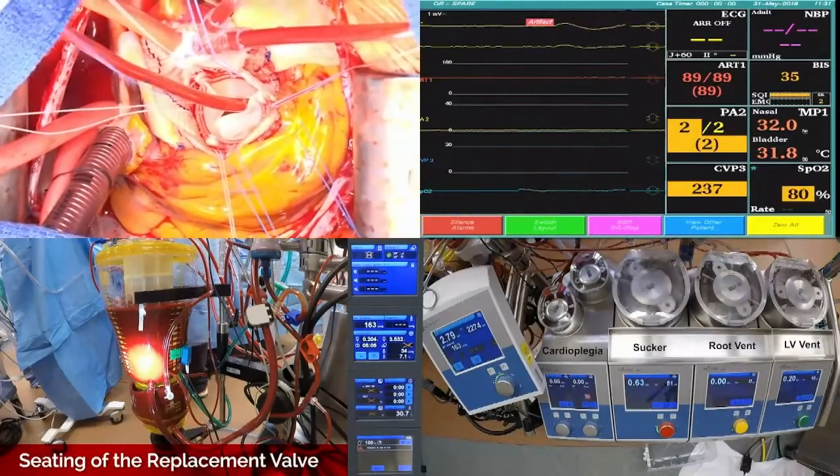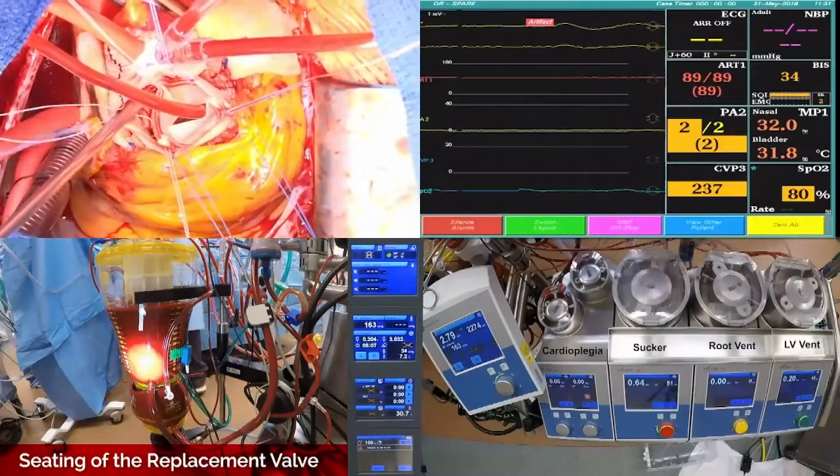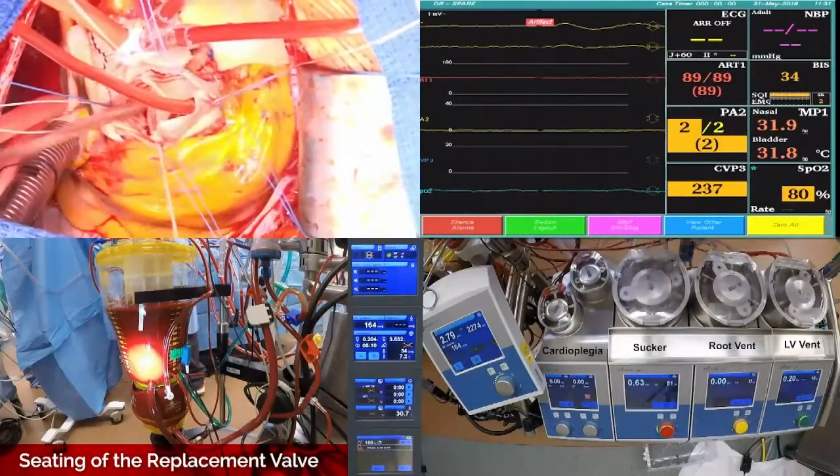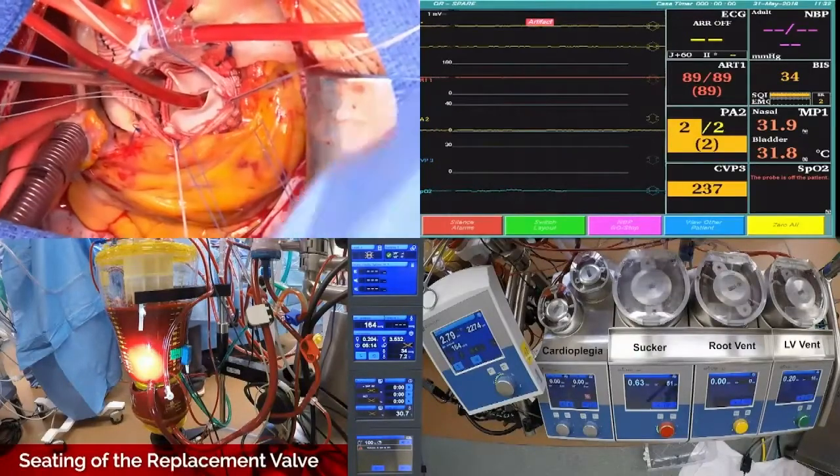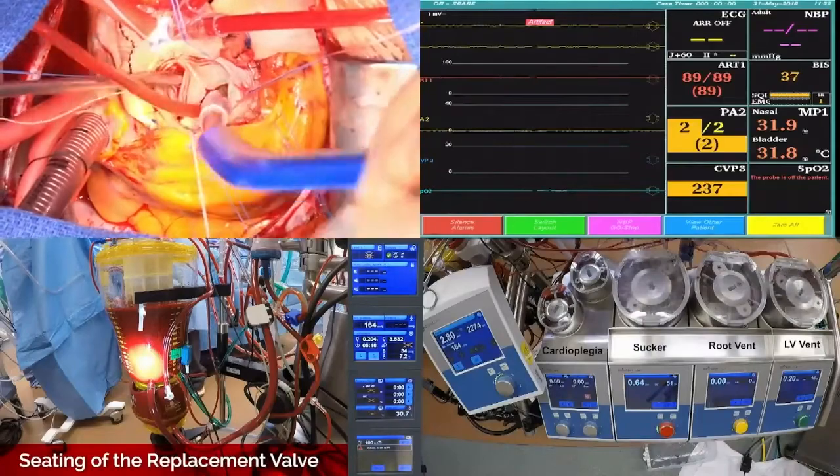The valve is made out of bovine pericardium, right? Correct. But isn't it funny how it looks like a piece of silicone? They do a process to it to help it not develop calcium, and I guess that's why it has that texture.